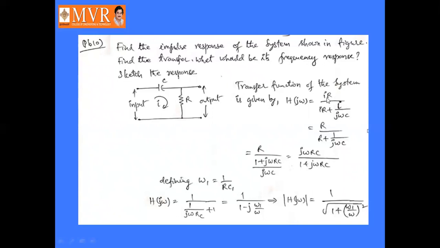IR is nothing but the voltage across this resistance. And the input is nothing but the series combination of these two components, so the series combination means IR plus I by jωC. By simplifying this, we will get H(jω) as R by (R plus 1 by jωC).